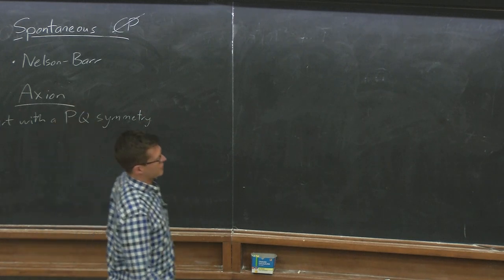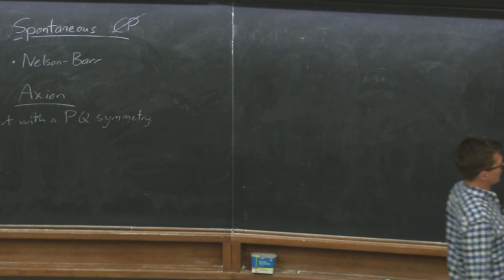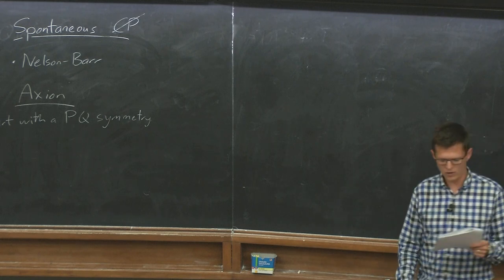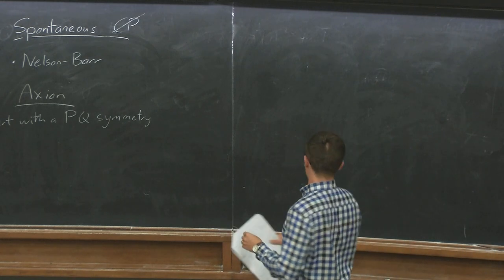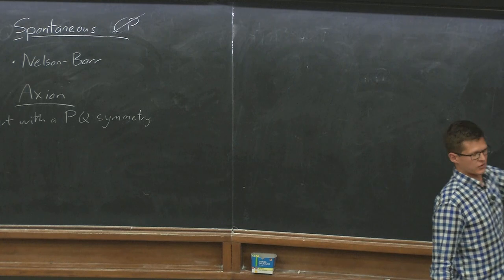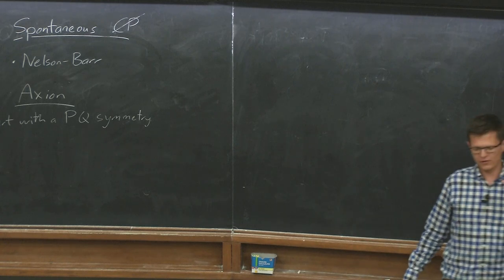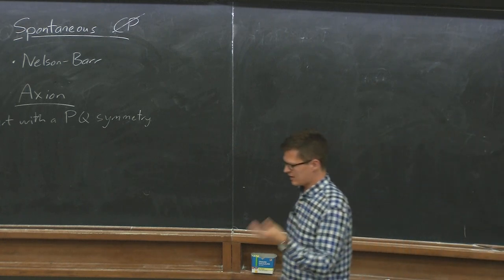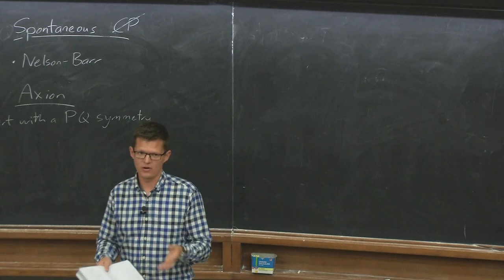So this is one that lets us rotate these quarks. You have to have it somewhere in nature. As I said, the standard model itself does not have a PQ symmetry. So to realize a PQ symmetry, you have to add some extra particles.